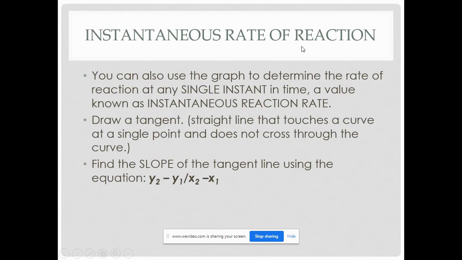Okay, so instantaneous rate of reaction. You can also use the graph to determine the rate of the reaction at any single instant in time, a value known as instantaneous reaction rate. How do you do that? You draw a tangent. So what does a tangent mean? It's a straight line that touches the curve at one point and does not cross through the curve. Okay, and then you just find the slope of that tangent line using the slope formula.